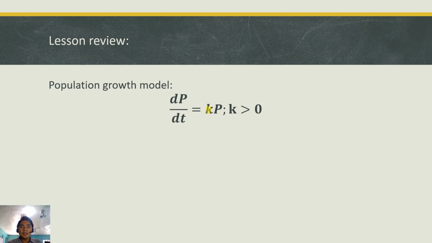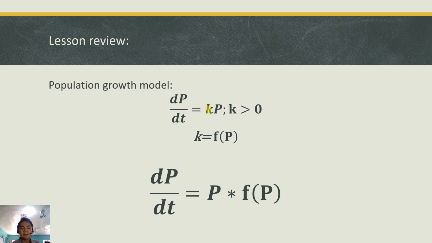Now, let us enhance our population growth model to incorporate some information to make it more realistic. We let k be f of P. This model is based on the density dependent hypothesis, which assumes that the rate of change in the population is dependent on P only and not on t. So we substitute, and we have this differential equation: dP over dt is equal to P times f of P, where f is now a function.